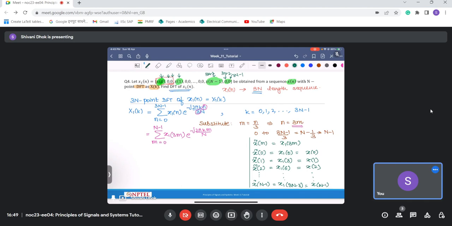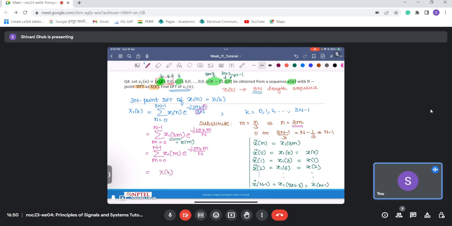So this m anyway was varying from 0 to n minus 1. So this x1 of 3m, which I had replaced by x tilde of m, is exactly equal to the sequence x of n. So now I can replace this by x of m. So what do we have is summation m running from 0 to n minus 1 x of m into e power minus j 2 pi k m by n, and this is equal to x of k.